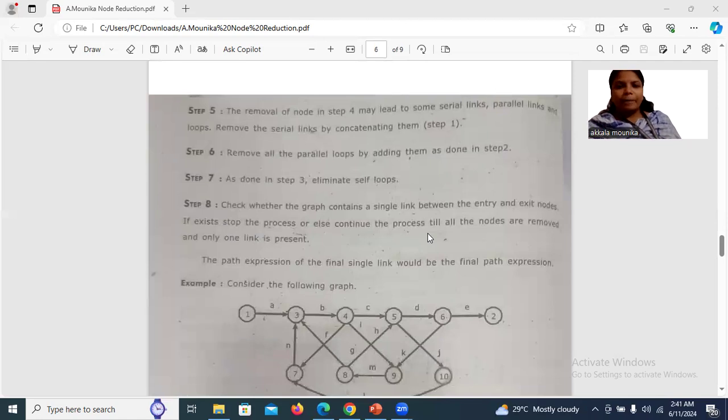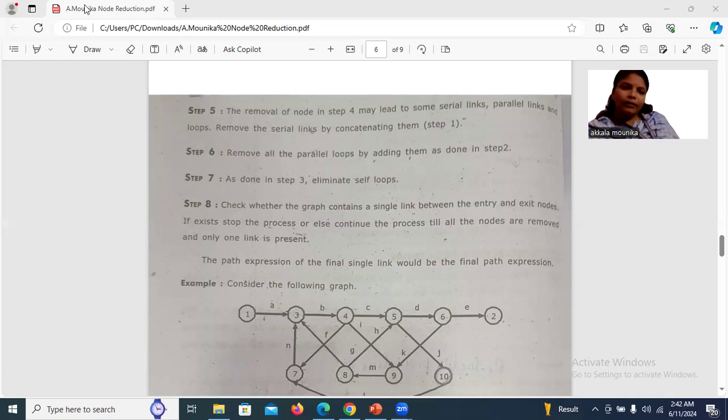Next, step 5. The removal of the node in step 4 may lead to some other serial links, parallel links and loops. Remove the serial links by concatenating them. So what is the meaning of concatenation here? We need to combine the serial links. Wherever the serial links are there, we need to concatenate them. Next, step 6. Remove all the parallel links by adding them as done in step 2.